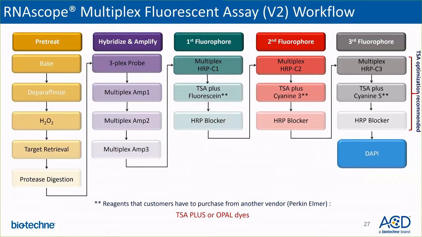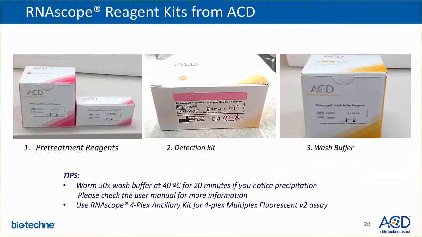And here are the RNAscope reagent kits that you can expect from ACD. Each kit configuration includes pretreatment reagents, detection kit, as well as the wash buffer.